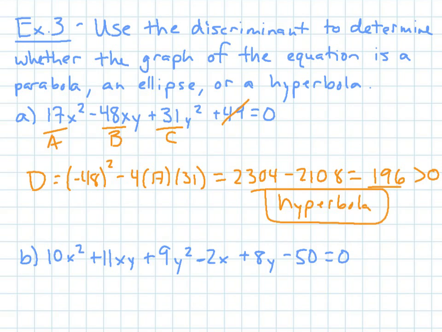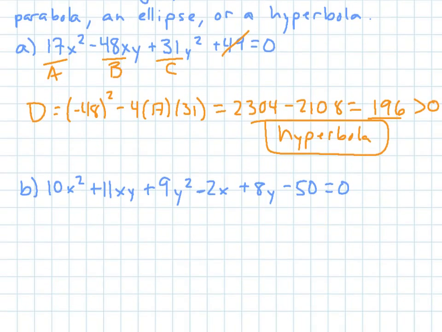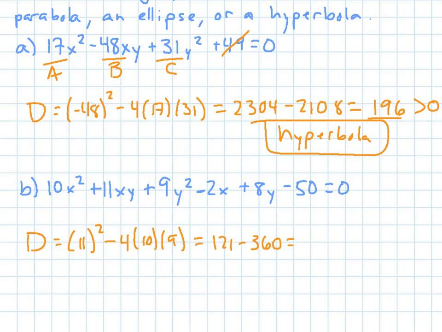Okay? Letter B, same thing. I don't care about the negative 2x or the ay or negative 50, so I'll plug in my B, which is 11 squared minus 4 times 10 times 9. That gives me 121 minus 360, and that equals negative 239, which is less than 0, so that means this is an ellipse. So you already know how to use the discriminant. We're just kind of applying it to a different thing here, okay? So, have fun.